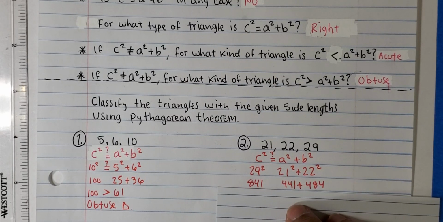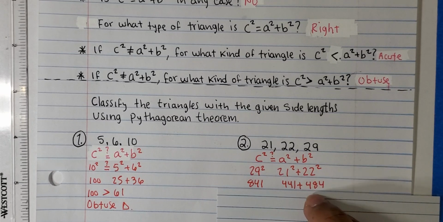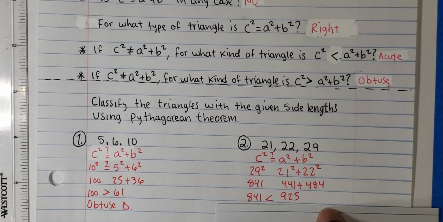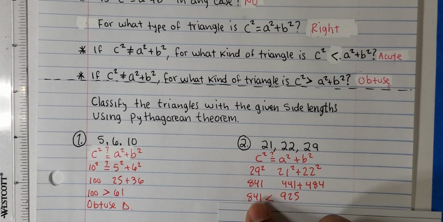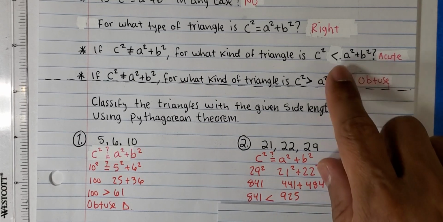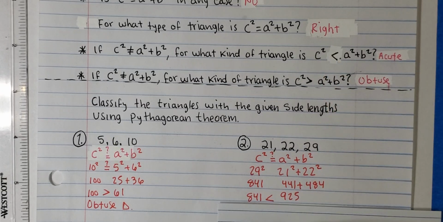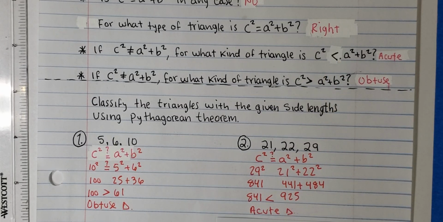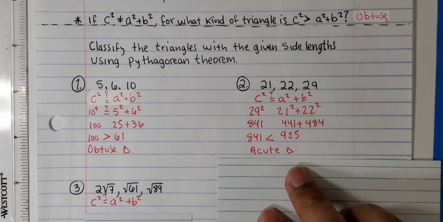So 29 squared is 841, and 20 squared is 400, and 21 squared is 441. If we add 400 and 441, the sum is 841. And as you can see, this is equal to 841. So our conclusion is that we have something like this one here, which means we have ourselves a right triangle. Let's go on to the last example here.